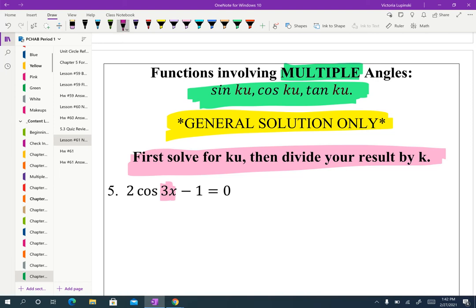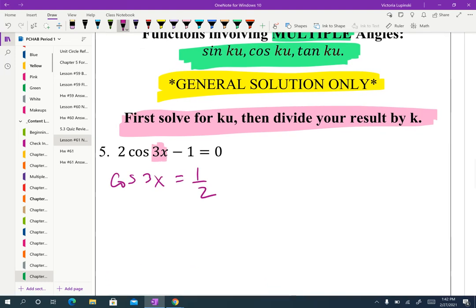I'm going to first start by just doing some algebra. So I'm going to take the cosine of 3x, and I'm going to add the 1, and then I'm going to divide by 2. So I'm going to start now by solving this problem the same way that I normally would if this was just the cosine of x equaling 1/2. So think about your unit circle. Think about cosines equaling positive 1/2. Well, that would be in quadrant 1 and quadrant 4.